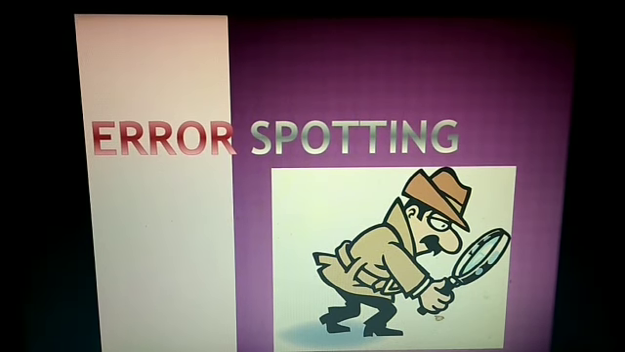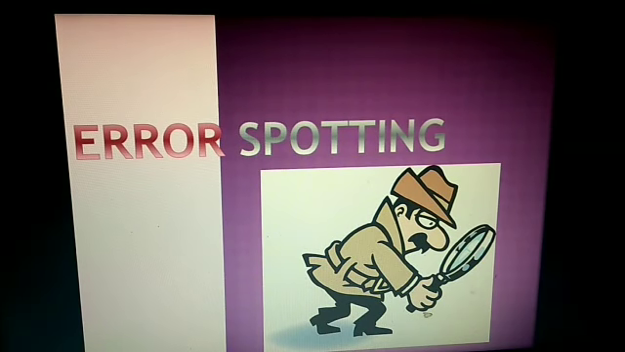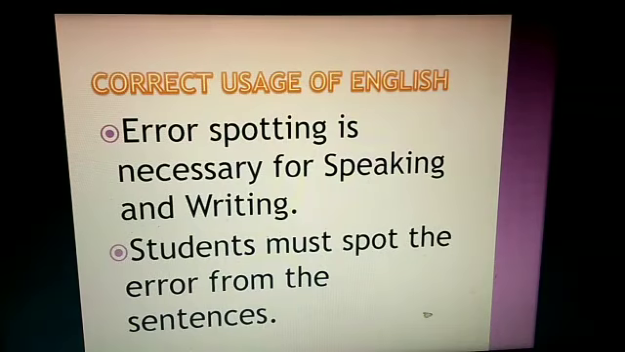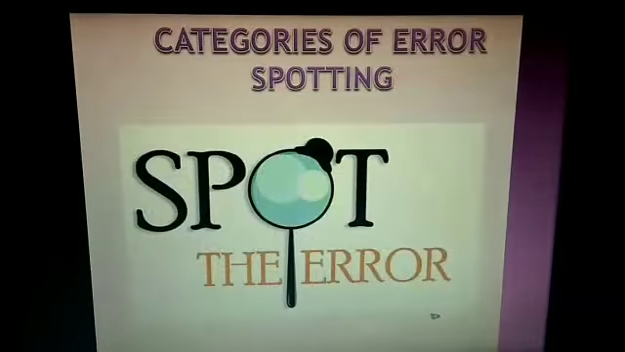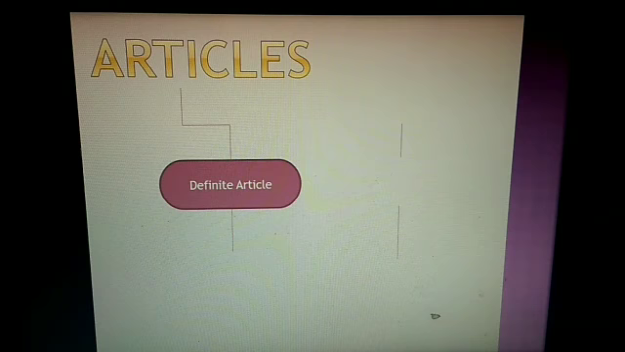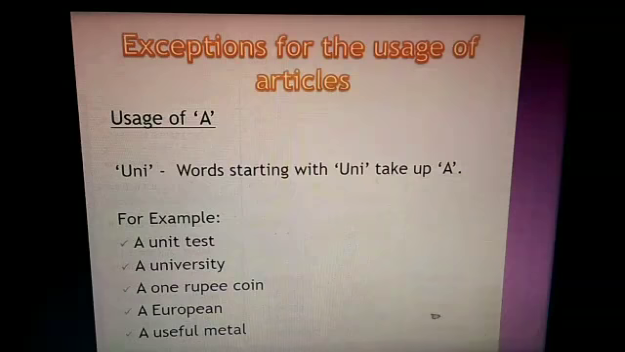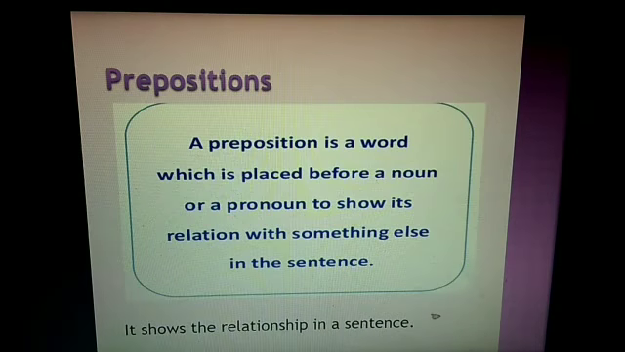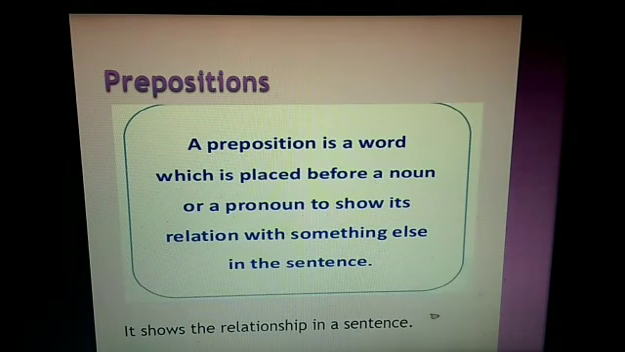Already we have seen the correct usage of English is necessary for developing speaking and writing skills. And we have seen error spotting in many categories. At first we have seen homophones, and secondly we have seen articles and their usage. Articles are of two types, we have seen, and their usage. Also we have seen the exceptions. Now we shall see prepositions.